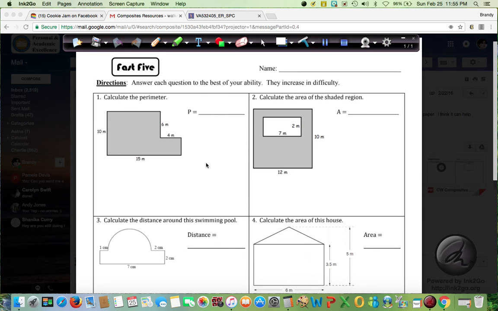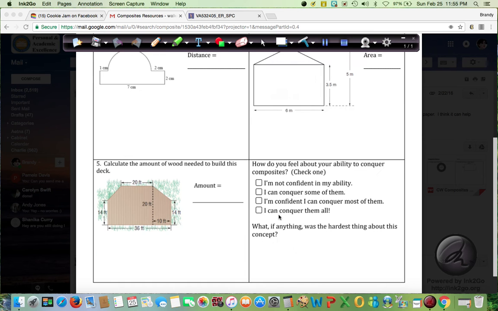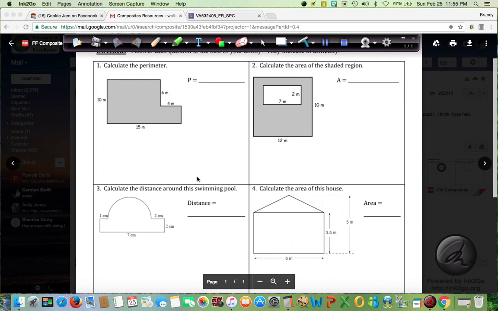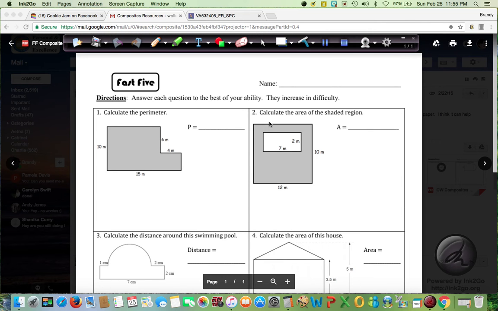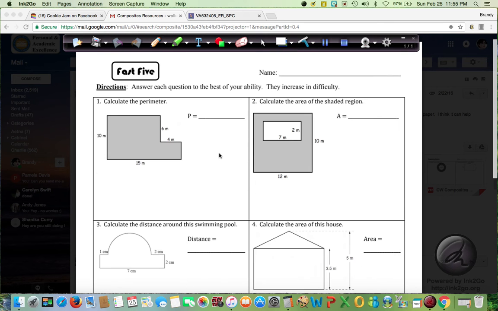So let's get started. We're going to answer each question, and be careful because they change from perimeter to area, the distance around, the area of the house, and the amount of wood needed. And they do get harder, okay? They increase in difficulty as we go. So the first couple hopefully won't be too difficult, and then when you get down to these lower ones.